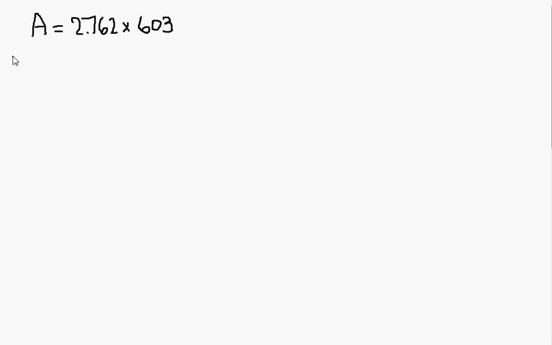The first step for doing a problem like this is we take the logarithm of both sides. So the logarithm base 10 of the product is equal to the logarithm of 2.762 base 10 plus the logarithm of 603 base 10.